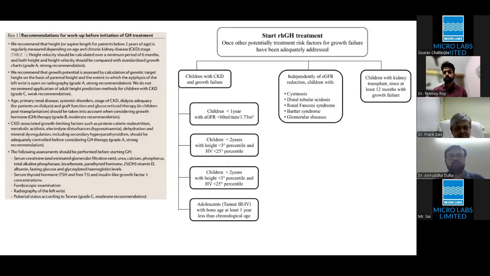In the CKD population, a height from the 3rd to the 10th percentile can also be considered for growth hormone related therapies. As for the indications, patients with CKD and growth failure can undergo growth hormone therapy, and also certain patients with renal dysfunction irrespective of eGFR, like cystinosis, distal tubular acidosis, or Fanconi's syndrome. Even if you have preserved eGFR, you can plan or initiate therapy if you have indications of growth failure, because these diseases have an increased preponderance towards causing growth failure.